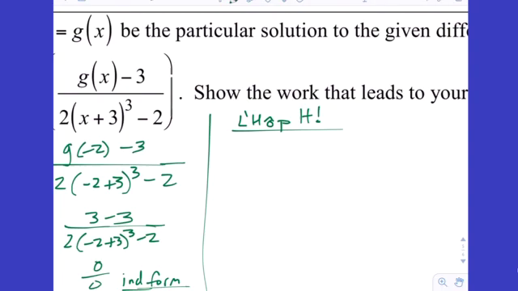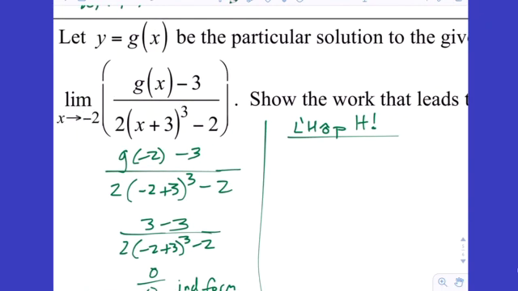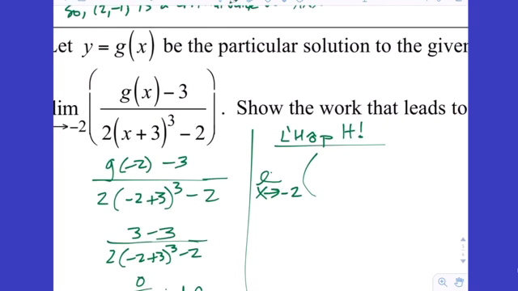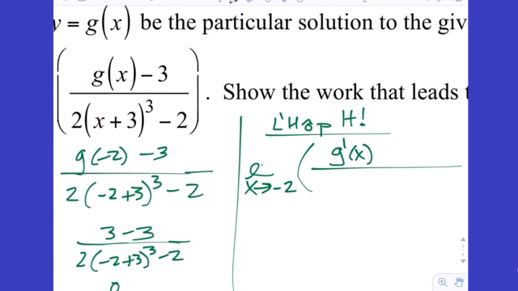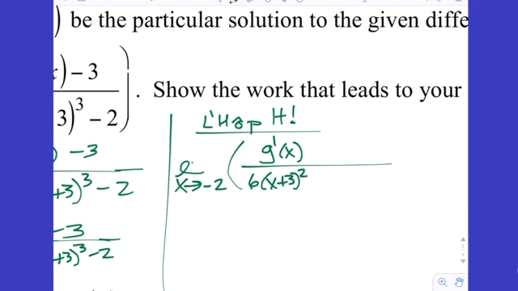All right, so let's lop it. So notation: make sure you write your limit here. And remember, we're not using the quotient rule. We're just using the derivative top and bottom. So that's going to be g prime of x minus 0. And at the bottom, we've got the chain rule, which is going to be 6 times (x plus 3) squared times 1, the derivative of x plus 3, and then minus the derivative of 2, which is 0. So I'll just close the parentheses there.